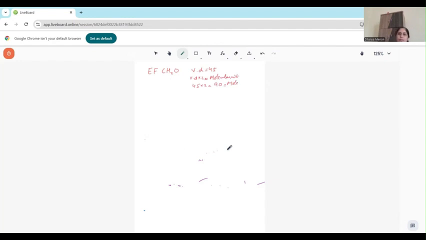Now it's the same way as you did the previous one. You know the molecular weight, it's 90. What is the empirical formula mass? Carbon is 12, hydrogen is 1, oxygen is 16. So 12 plus 2 plus 16, it comes to be 30.